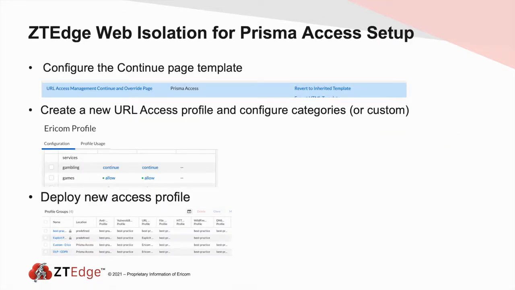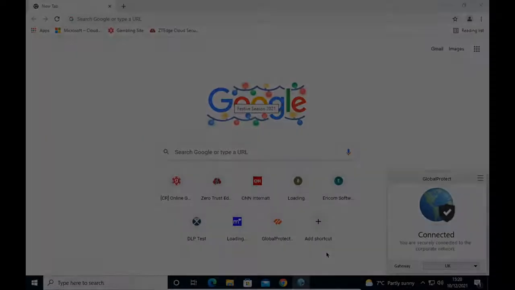Setup is straightforward. Configure a continue page template inside Prisma Access. Create a new URL access profile and configure the categories or custom categories that you want to send to isolation, and then deploy a new access profile that includes the URL access profile that you've just created. So having done all of that, let's take a look at how this appears to the end user.